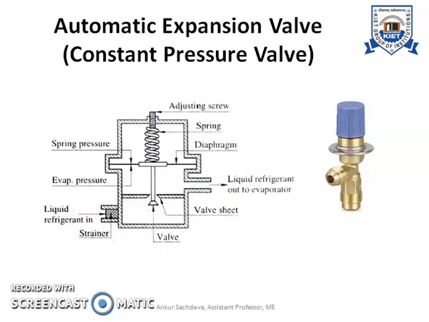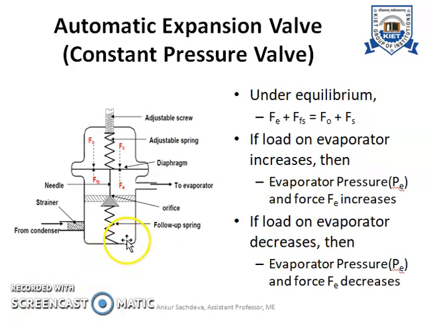So let me now explain it with the help of the force diagram. Here, as you can see, we have the same arrangement as I showed in the previous slide. At the top part again you have an adjusting screw, and with the help of this screw the force on the spring can be adjusted. This force on the spring is represented by Fs, as you can see over here. The spring, as I told you in the previous slide, is attached to the diaphragm.